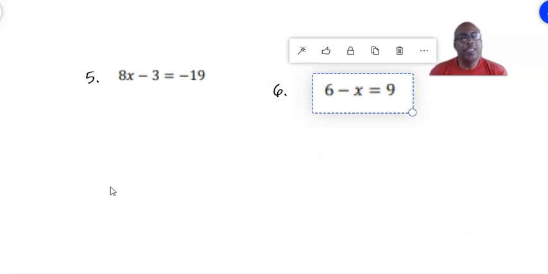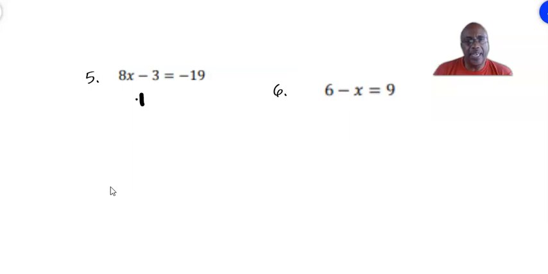Okay, let's look at the last 2 examples. For number 5, we have 8x minus 3 equal negative 19. So on the left side, we will first add the 3. So it comes out of the left side. Add 3 to both sides.